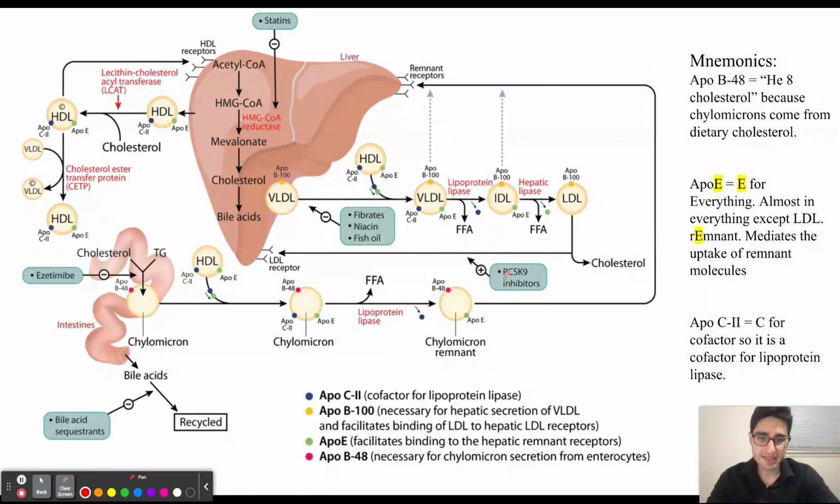And remember that PCSK9 is going to be an enzyme that is going to break down LDL receptors. And so we can use a drug class called PCSK9 inhibitors that is going to inhibit the removal of these LDL receptors from the surface of the hepatocytes. And so therefore we can reduce LDL levels within the body because we're going to have more of these LDL receptors that will be able to uptake LDL into the liver.